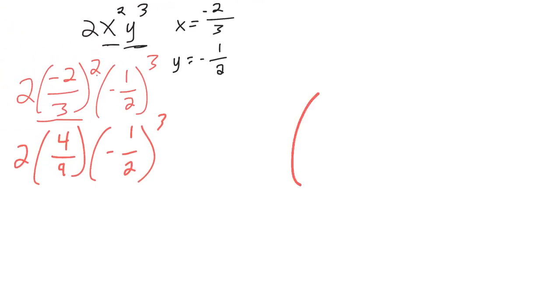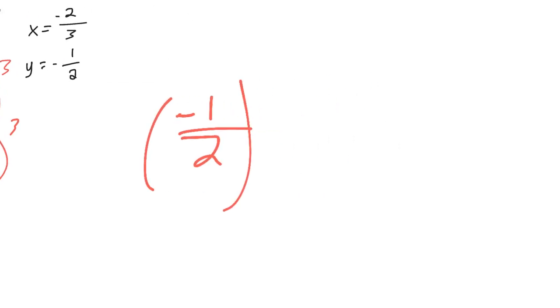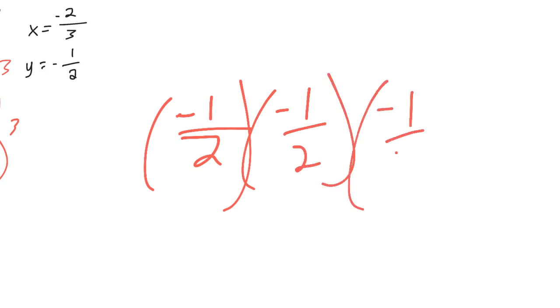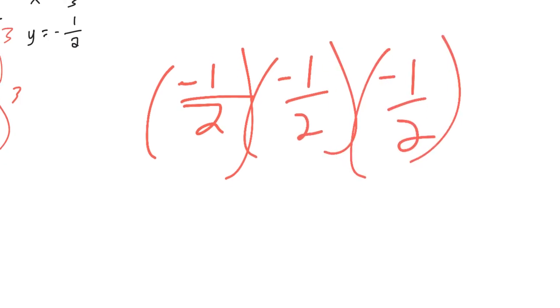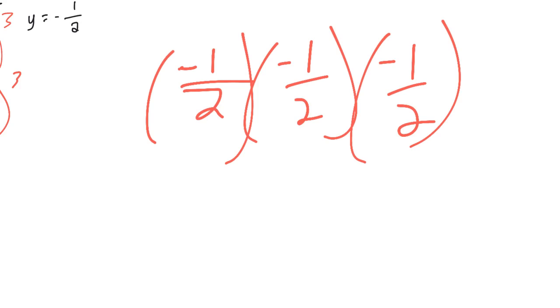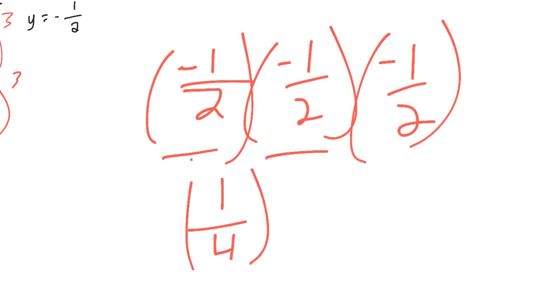Okay, when you have something to the third power, it means you take that number and you multiply it by itself 3 times. So -1/2 times -1/2 times -1/2. Okay, so you can just take it one step at a time here. You can multiply -1/2 times -1/2. A negative times a negative makes a positive, and 1 times 1 makes 1, and 2 times 2 makes 4. So I multiply these together and I got 1/4.